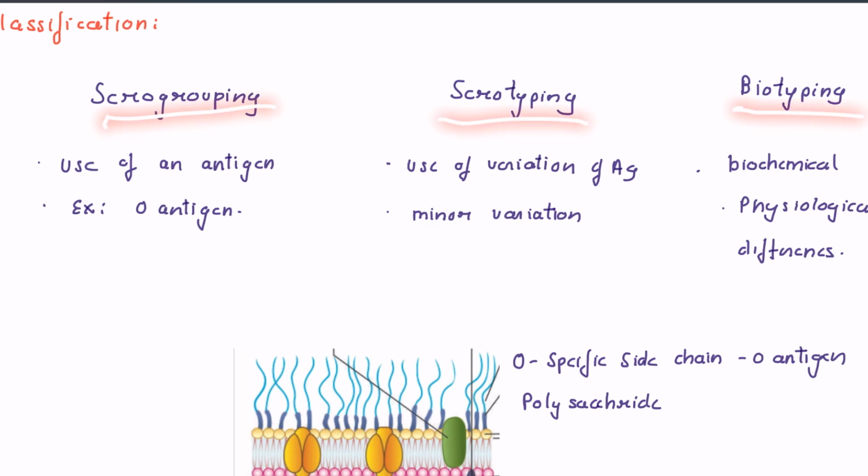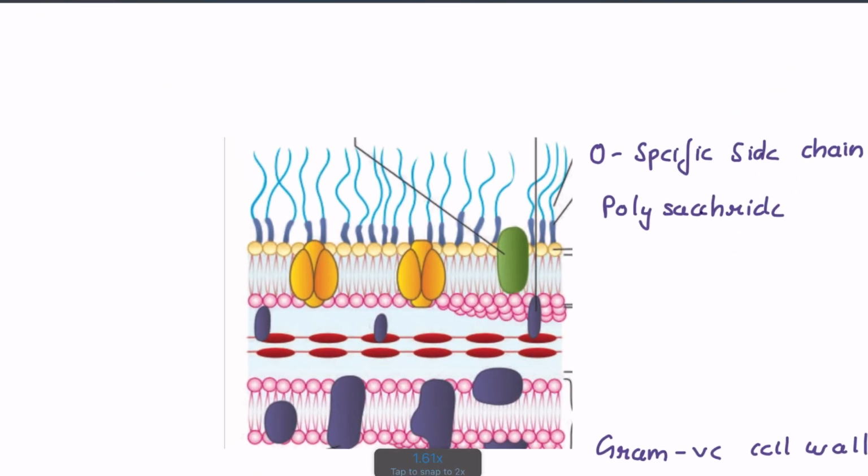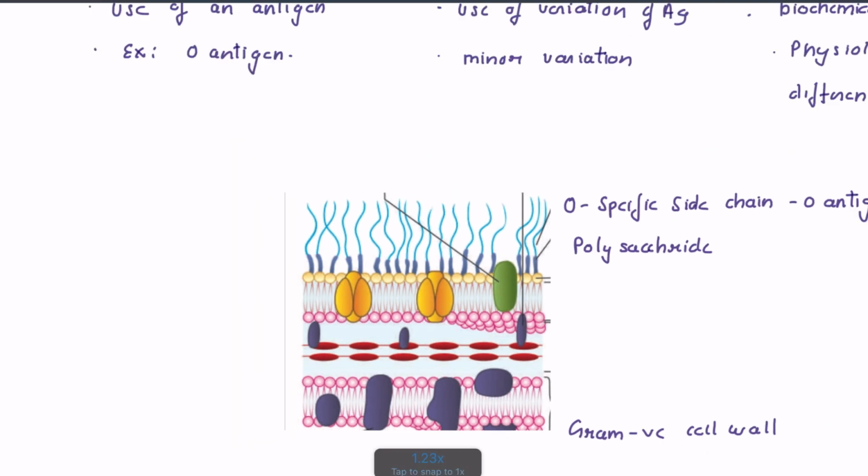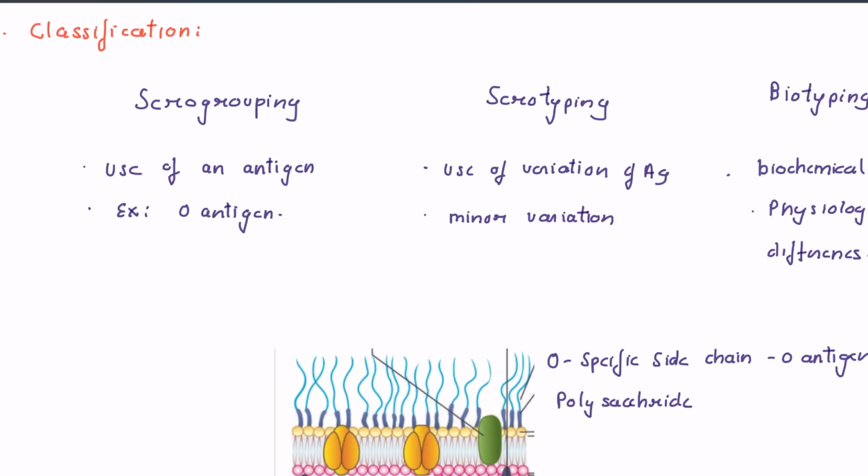So serogrouping. Before that, I want you to see this is a gram negative cell wall. As you can see, this is a lipid membrane, this is a lipoteichoic acid, this is a cell wall, and from the cell wall we can see a polysaccharide, and from which we can see an O specific side chain. The O specific side chain is also called O antigen. So this O antigen has many variations. Since it is a gram negative bacteria, it has many variations. See, it is part of the cell wall, so it's called a somatic antigen. So using that antigen, based on its variation, we can classify in serogrouping.